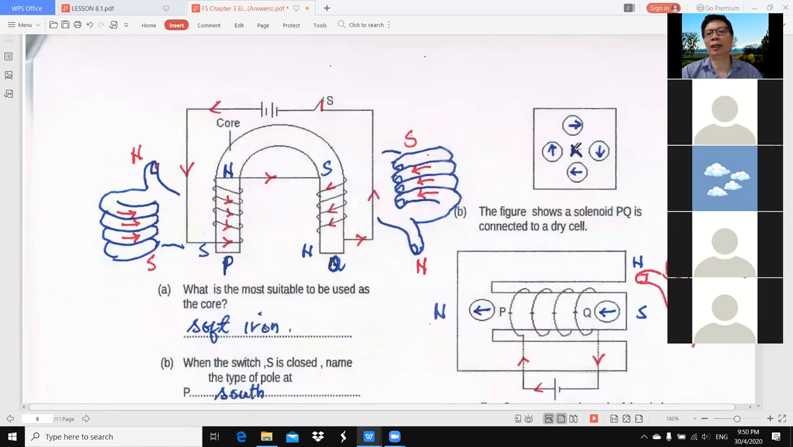And this one is not a dot; it changes to X. Why change to X? Because when current goes into the paper, it is X. Last week you learned that current flowing into the paper is X, and when current comes out from the paper, it is a dot. This is into the paper, so you put X. Understand?